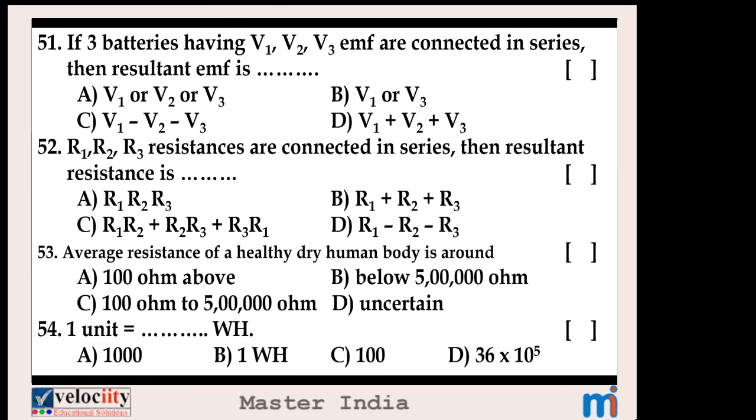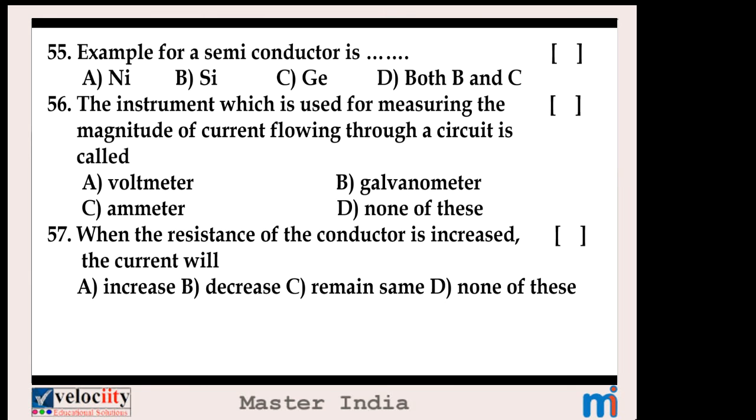54. 1 unit is equal to dash watt hour. A. 1000, B. 1 watt hour, C. 100, D. 36 into 10 to the power of 5. Answer is A. 1000.